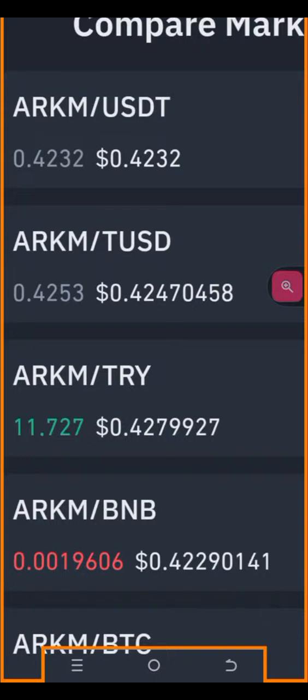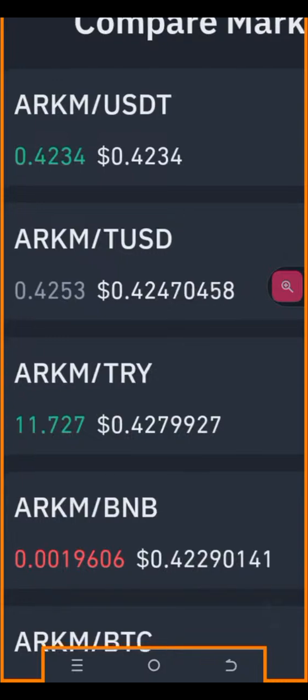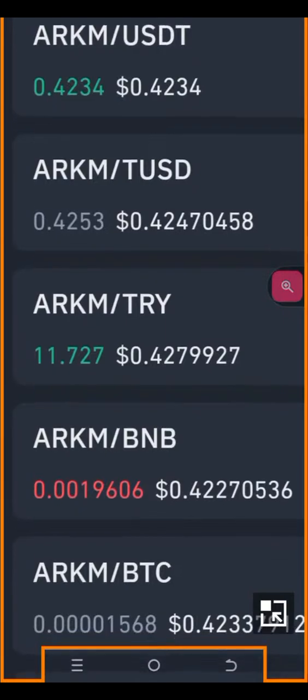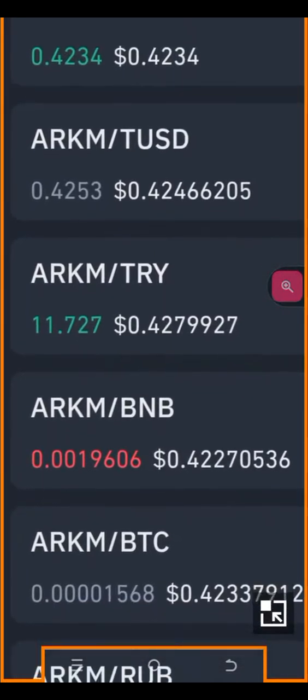So now this is 42 cents. You can see that ARKM USDT is 42 cents, that's 0.4232. You will see that TUSD is 0.4247, right? There's a difference between 32 and 46. Can you see that? The first two numbers are the same. And here ARKMTRY is 0.4279, and that's how it goes. So that's how you spot the differences.